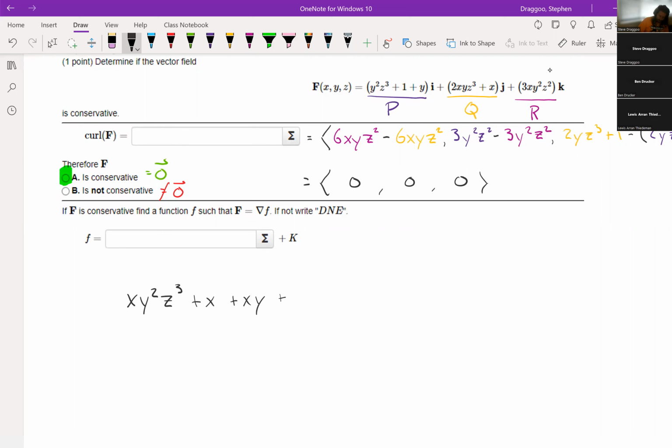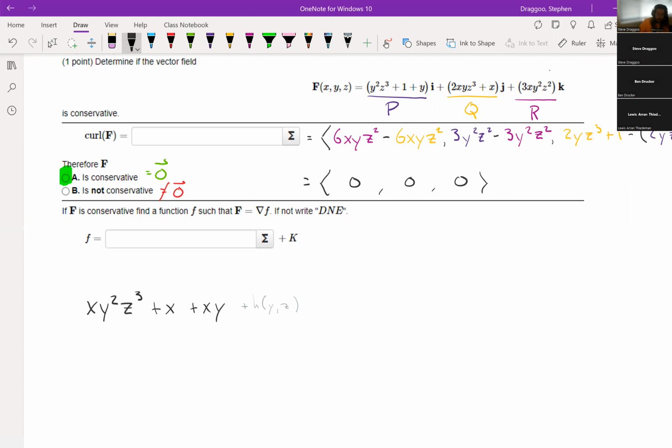And in addition to that, there could be some other function. I'm going to run out of letters here in a minute. Let's do h of y and z. So there could be some extra function here that depends only on y and z that gets lost when we do the x partial derivative. If there are any terms that do not depend on x, their derivative will be 0, meaning integrating with respect to x will not recover those terms, which is why we then also need to do the other derivatives.